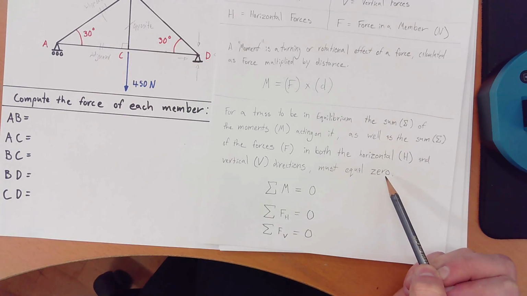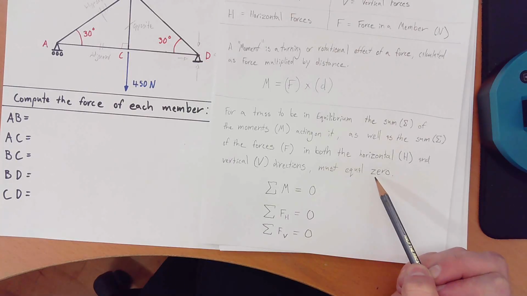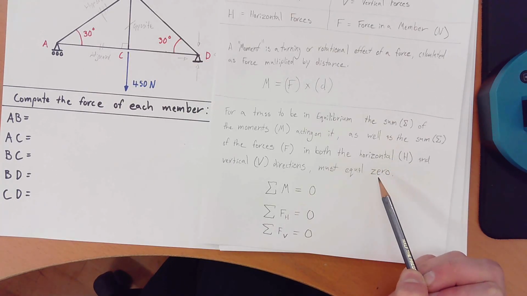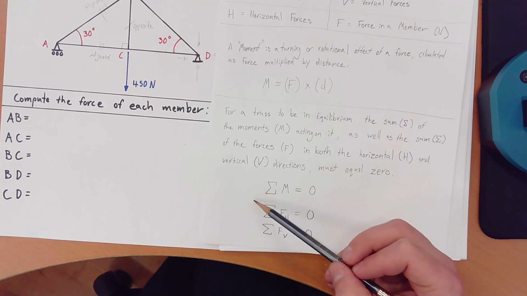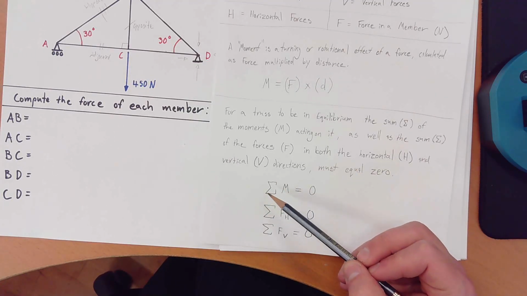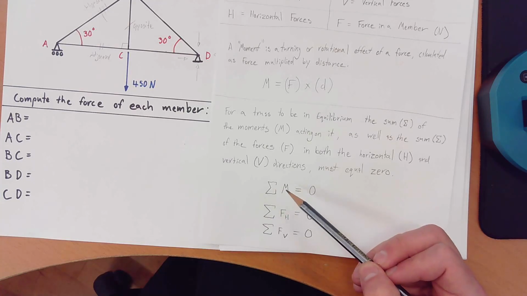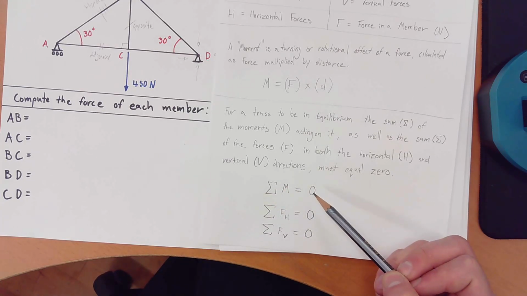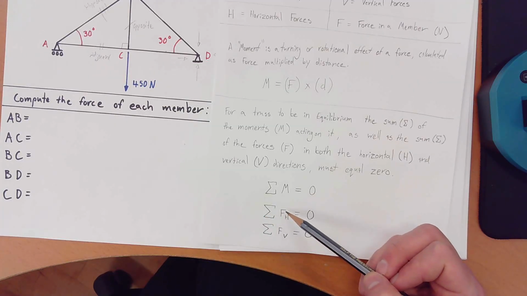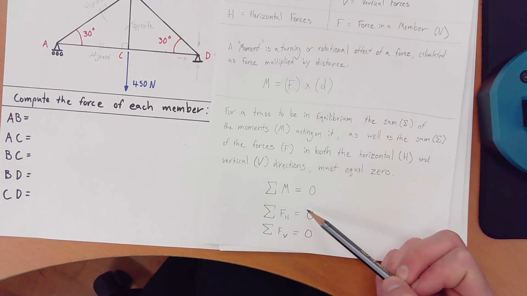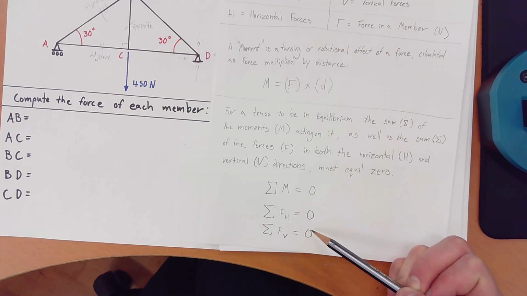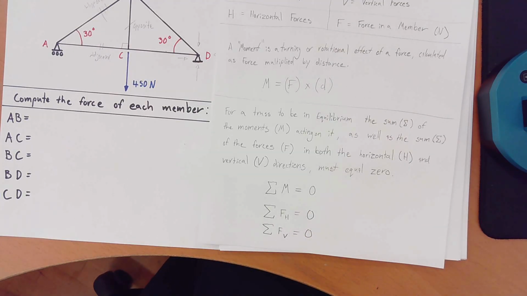So no matter what you're calculating, if you compute the forces opposing each other, they must equal 0. These can simply be written as: the sum of the moments is equal to 0, the sum of the forces that are horizontal is equal to 0, and the sum of the forces that are vertical is equal to 0. Okay, now let's try and put that into action.